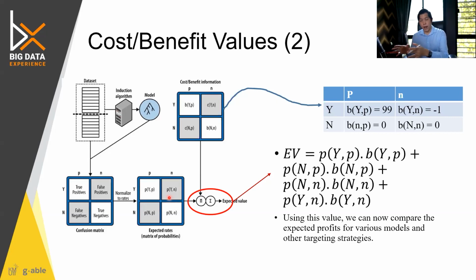You can use this value to compare between models. Like you have model A, give you this confusion matrix. You have model B, give you another confusion matrix. Which one is better? You can use EV to make comparison.